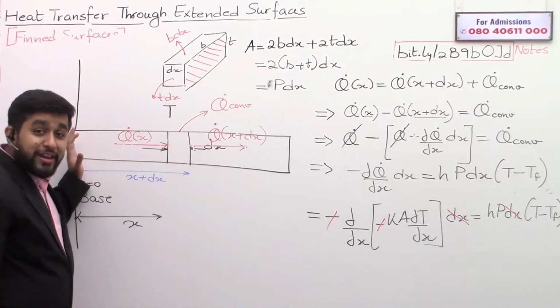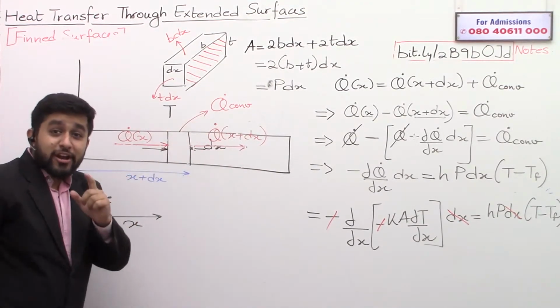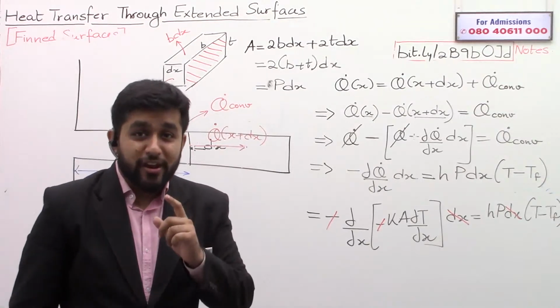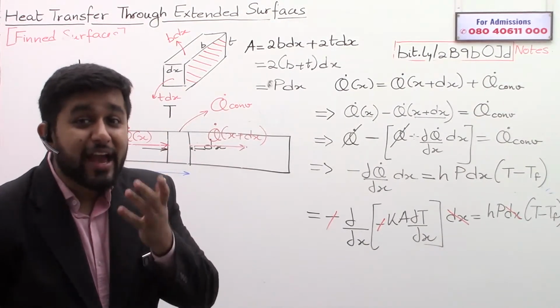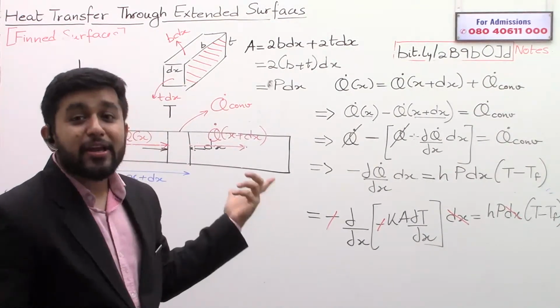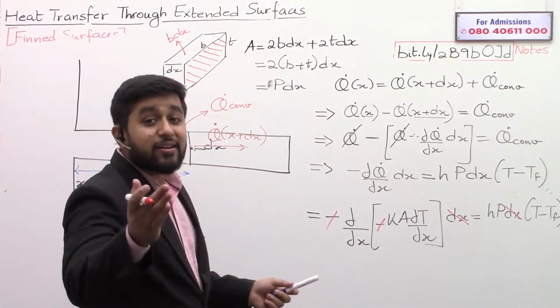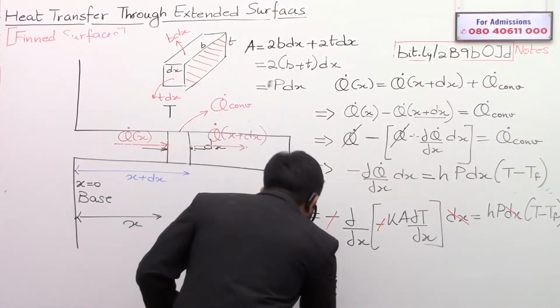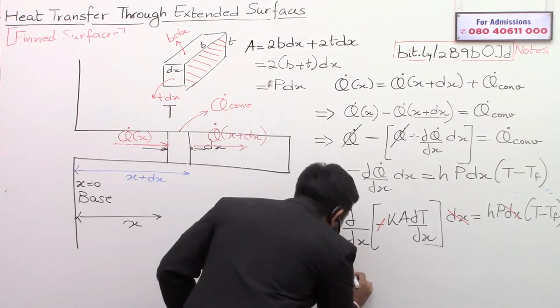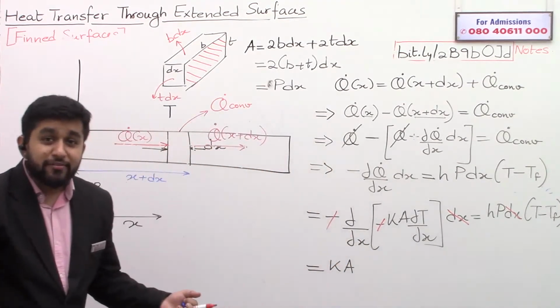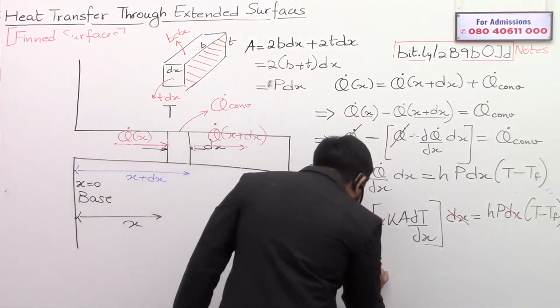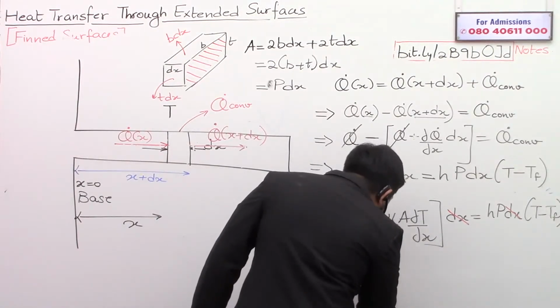Also, whatever may be the value of x, we are talking of uniform cross section, rectangular profile. So everywhere area is the same. So for us, k and A are the same. So k and A are constants. Once constant, these will come out of the derivative. And the partial derivative I will write as a total derivative because T is only a function of x.